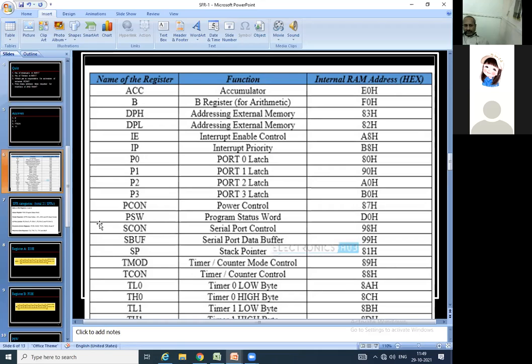Remembering all these addresses is a little bit hard, but the main ones you can just remember. Or this sheet, you are supposed to make a print and keep it with us whenever we are doing the programming or coding. So for example, this particular accumulator.